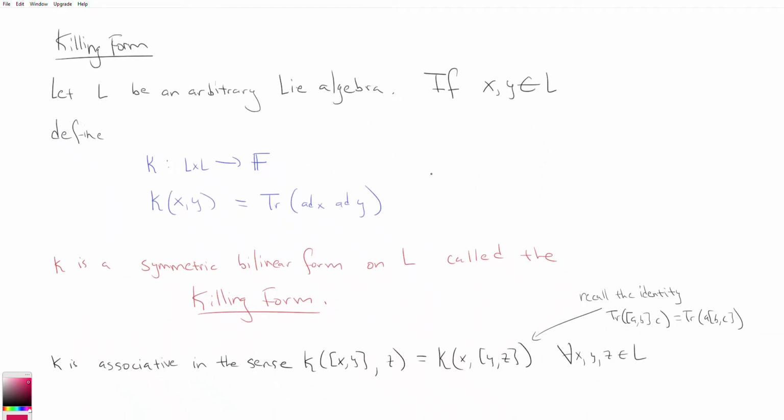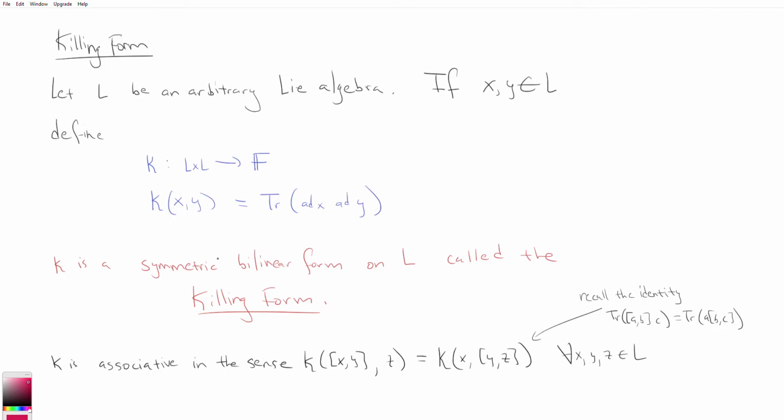Let L be an arbitrary Lie algebra. If x and y are elements of L, define kappa of x comma y to be the trace of the operator ad x times ad y. Of course, ad x and ad y are elements of GL of L, and so the trace makes sense. And so kappa is a symmetric bilinear form on L called the Killing form.